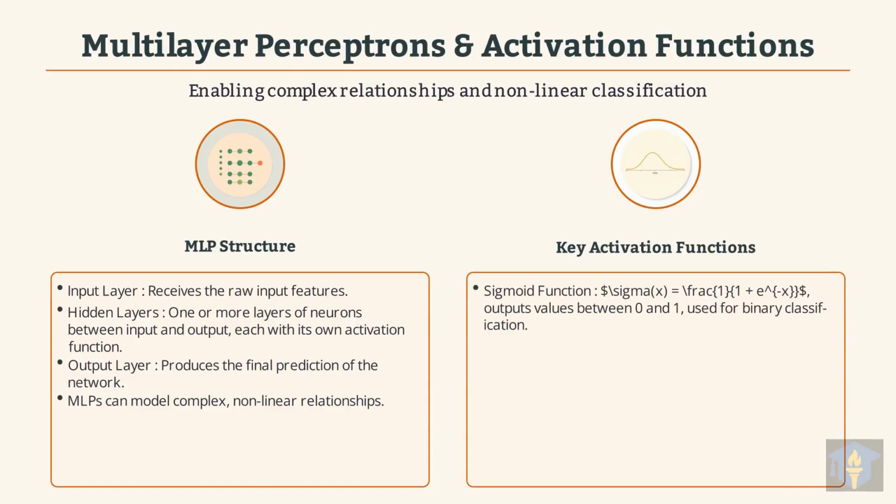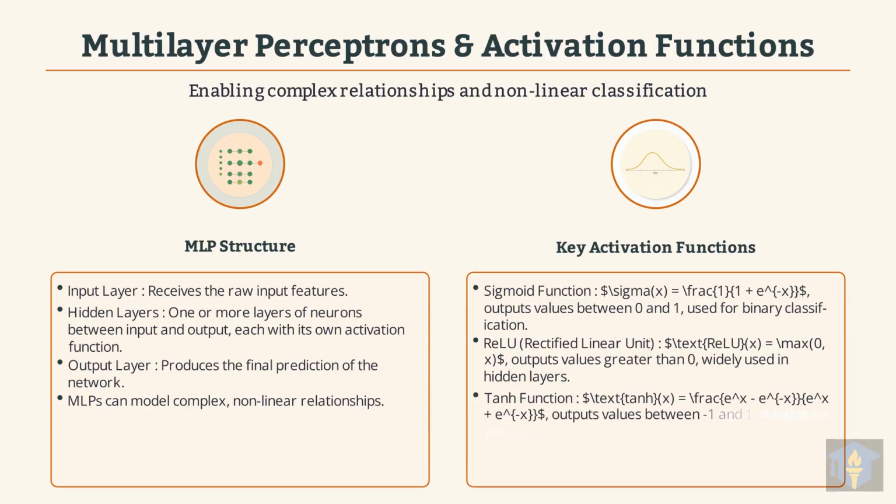The sigmoid function, defined as 1 divided by 1 plus e to the power of negative x, outputs values between 0 and 1, ideal for binary classification. ReLU, the rectified linear unit, outputs the maximum of 0 and x, values greater than 0, widely used in hidden layers. The tanh function, which is e to the x minus e to the negative x divided by e to the x plus e to the negative x, outputs values between -1 and 1, suitable for various tasks.